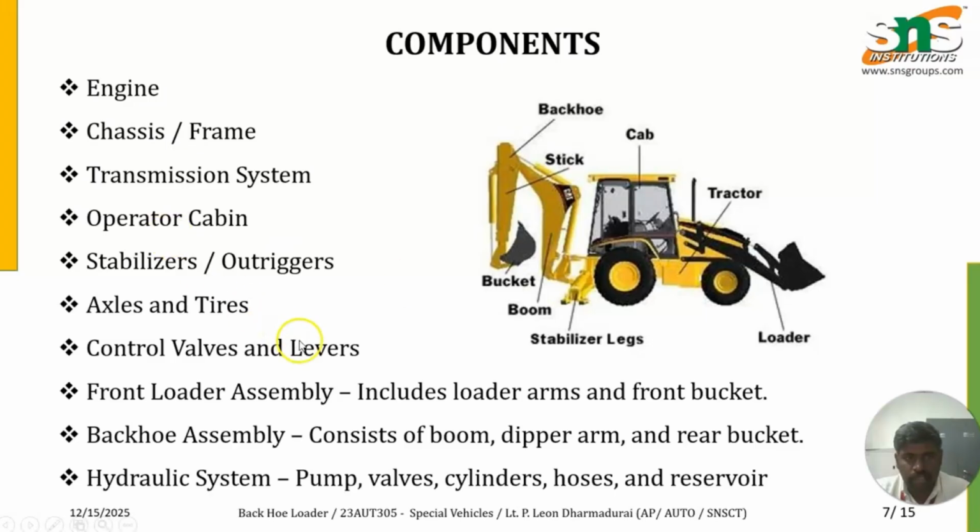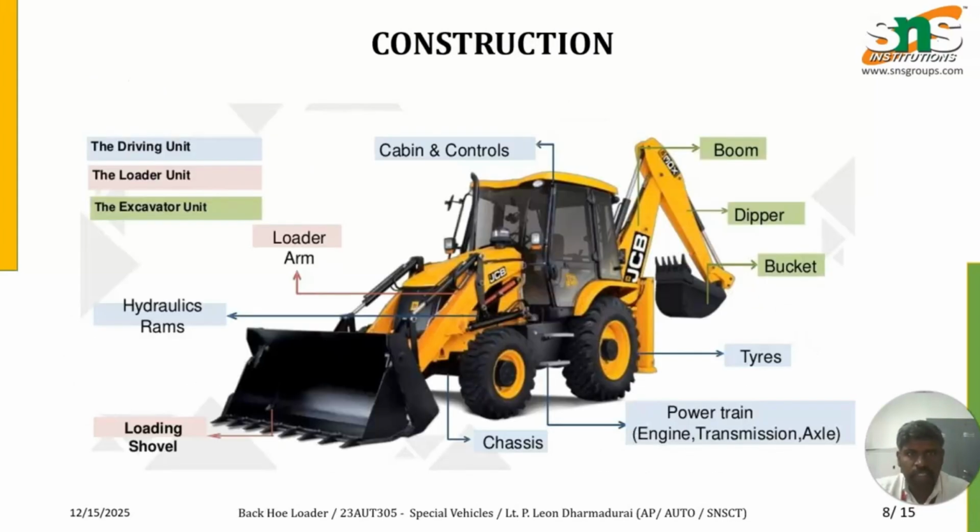Then there are control valves and levers, present in the driver cabin for operating the bucket, boom, and stick. The front loader assembly includes the bucket assembly with the boom, and the backhoe consists of a boom, stick, and bucket for digging purposes, along with the hydraulic system. This is the overall construction of the vehicle, which we can divide into three parts: the front loader unit, the backhoe unit, and the driver cabin.